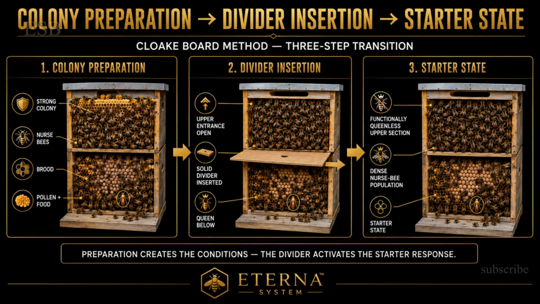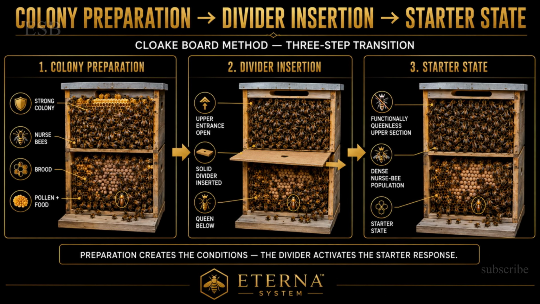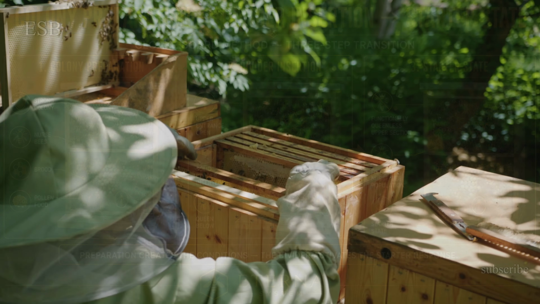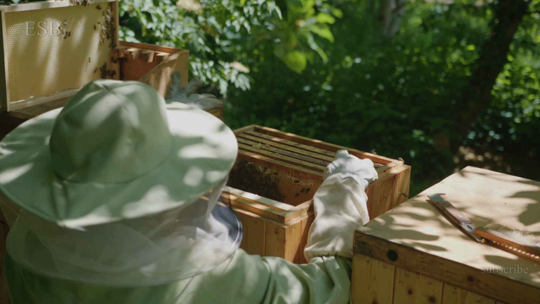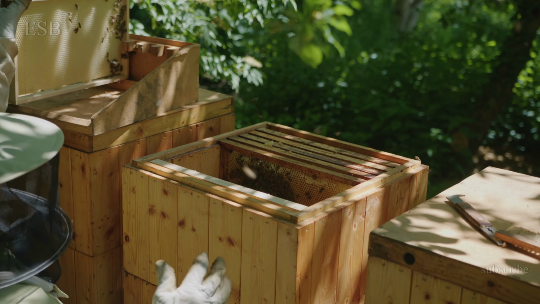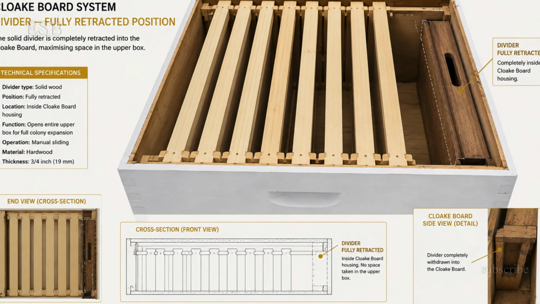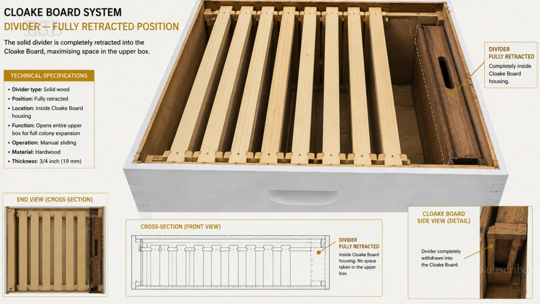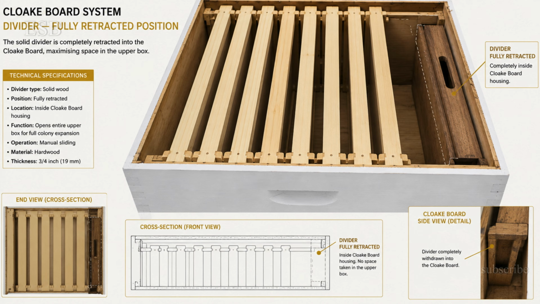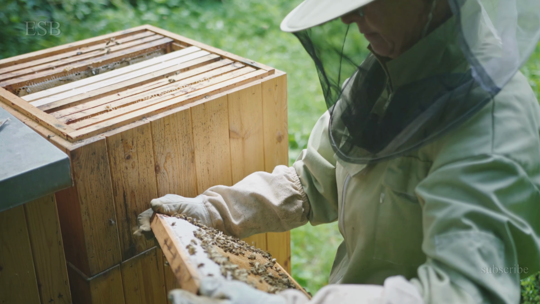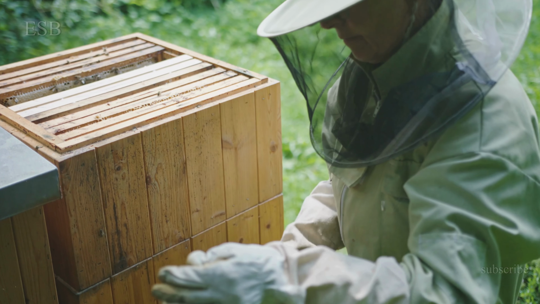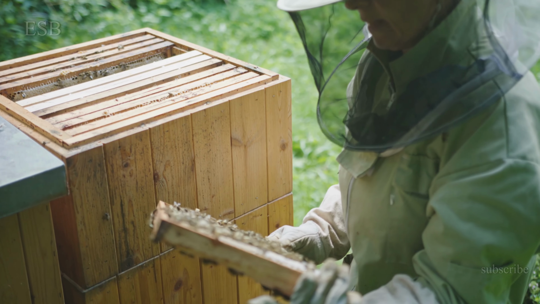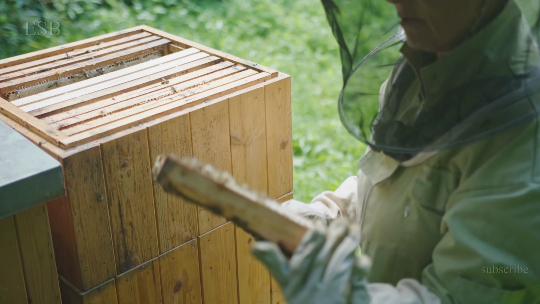The system uses the natural orientation behavior of honeybees to build a powerful starter without shaking an entire colony into a separate box. Once the colony has been prepared, the removable solid divider is inserted into the cloak board. At that moment, one colony becomes functionally divided into two sections. Below remain the queen, brood, and part of the colony population. Above remain young bees, brood food, and redirected returning foragers, but without direct physical connection to the queenright section below.